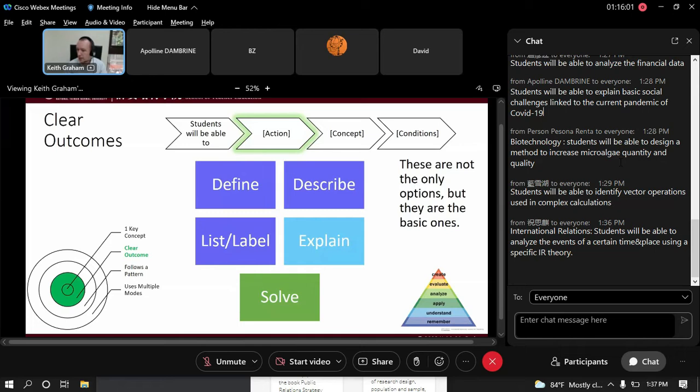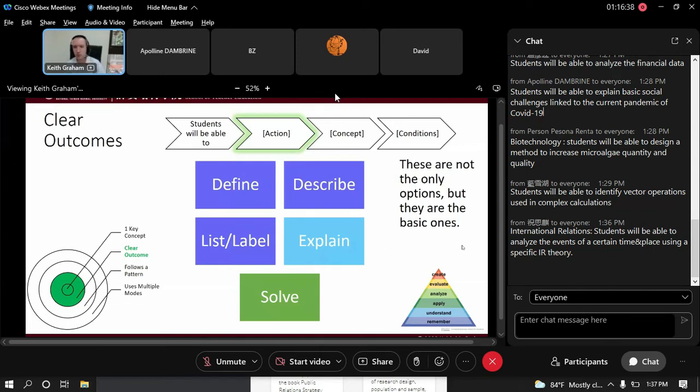Finally, students will be able to analyze the events of a certain time and place using a specific IR theory. This one is probably too broad. IR theory, you're going to want to specify the IR theory that you're going to discuss in your video. Assuming, because you say specific IR theory, that makes me think that there are many. You're going to want to focus on one. And then I think the first part, events of a certain time and place, is probably okay. But if you can make that more specific, that may be helpful also.